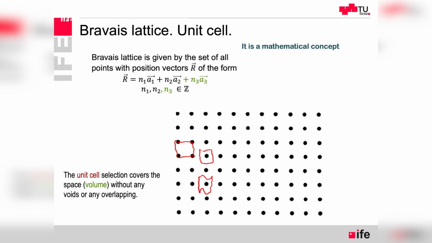We translate it by the primitive vectors from the previous slides. If we have the integer number, then with this formula we can cover the infinite space and create the 2D lattice. If we include the green text, then we also go to 3D and we cover the whole volume to create a Bravais lattice.